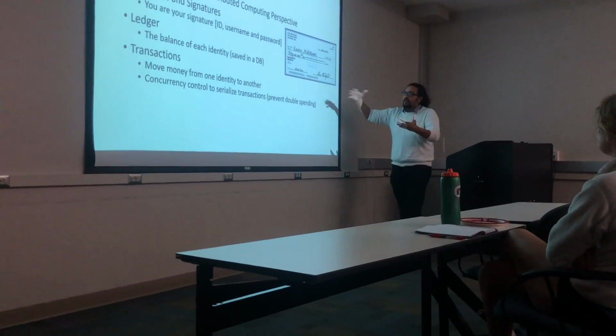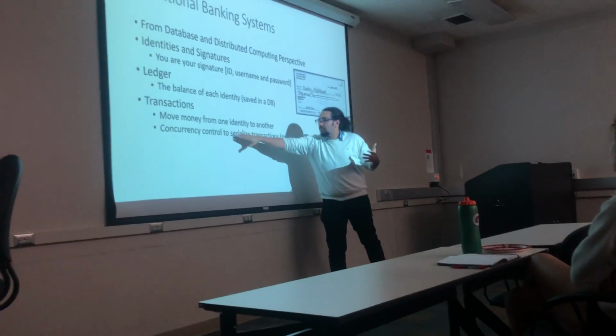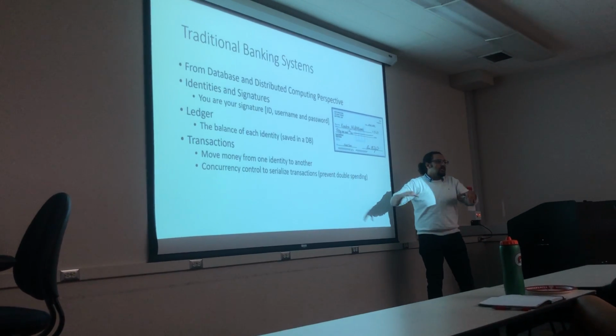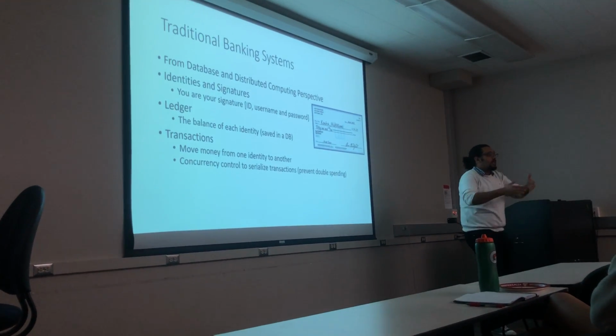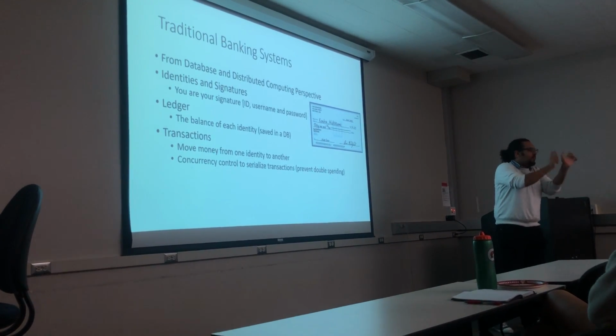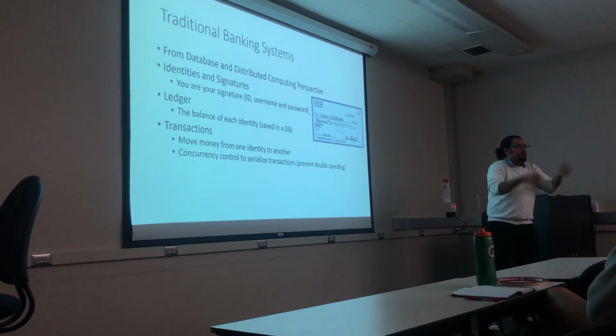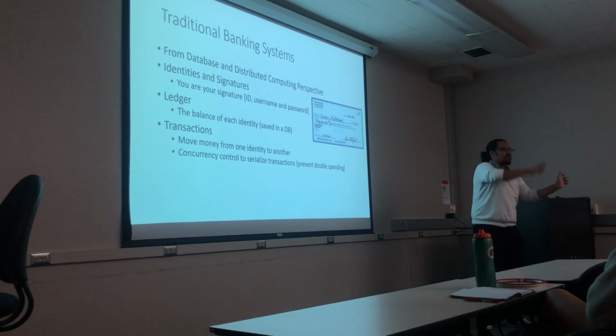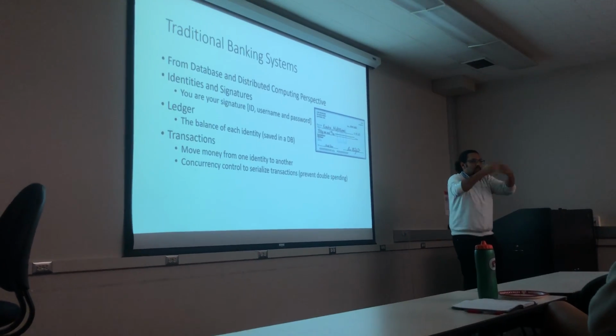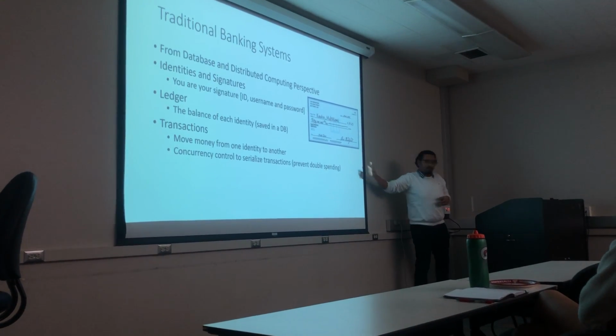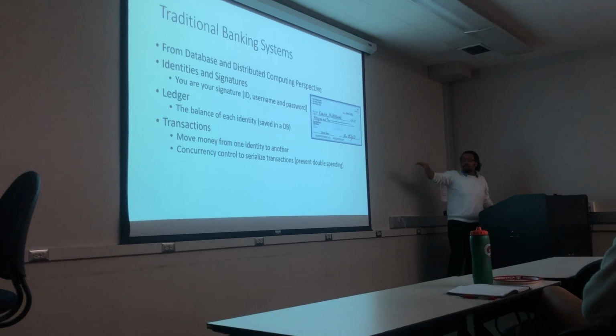In the database context, what we do is use what we call concurrency control protocols to serialize transactions, to make sure that transactions on your account are happening one after the other. So if you try to spend your money twice, the first one will succeed and the second one will fail. That's what concurrency control is for, to prevent double spending.